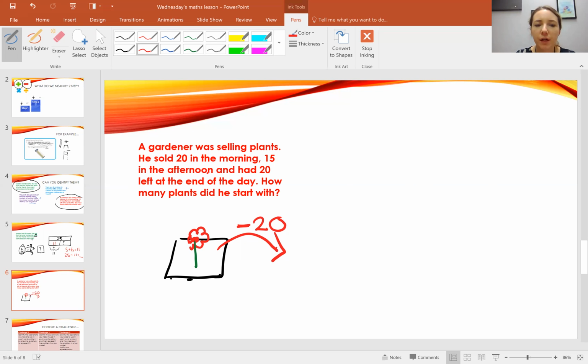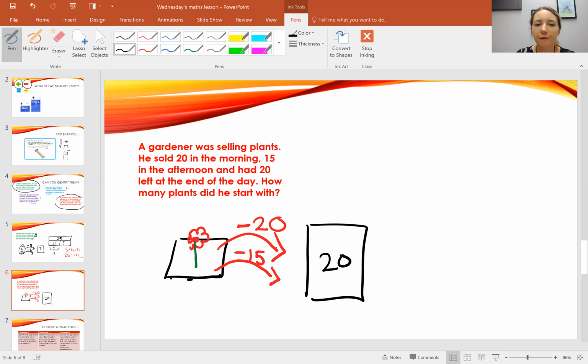15 in the afternoon. So that means he sold 15 more in the afternoon. So if he sold some more, then that means that another amount is being taken away. So I'll put minus, take away 15. And then he had 20 left at the end of the day. So that means at the end of the day, there were 20 plants left.